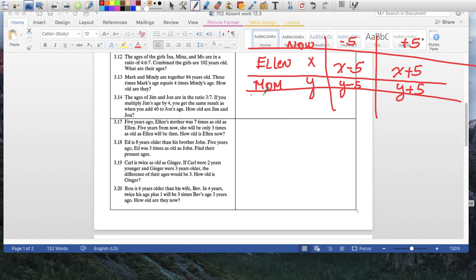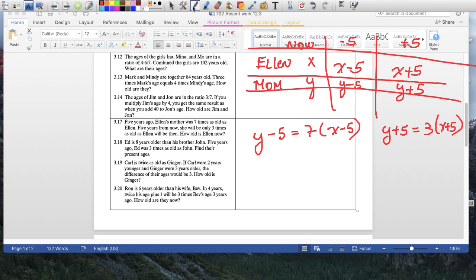So 5 years ago, Ellen's mom was Y minus 5, and that was equal to 7 times Ellen's age, which is X minus 5. And then the second sentence says 5 years from now, so we're going to use these two. Mom is represented by Y plus 5. She's going to be 3 times as old as Ellen, X plus 5.